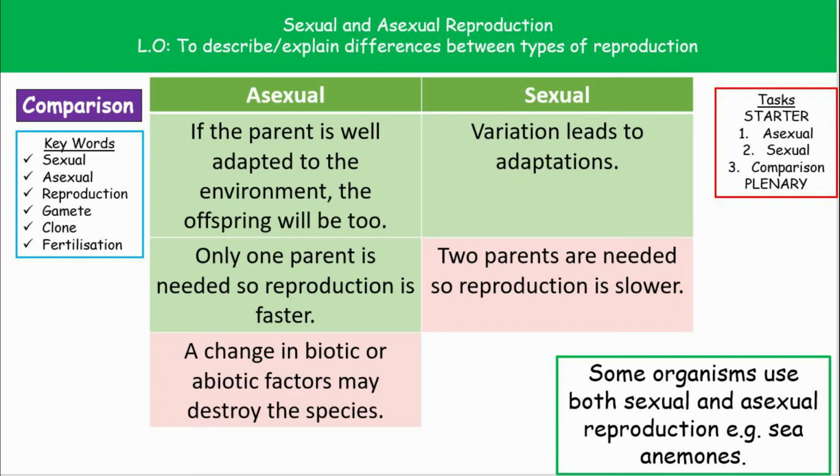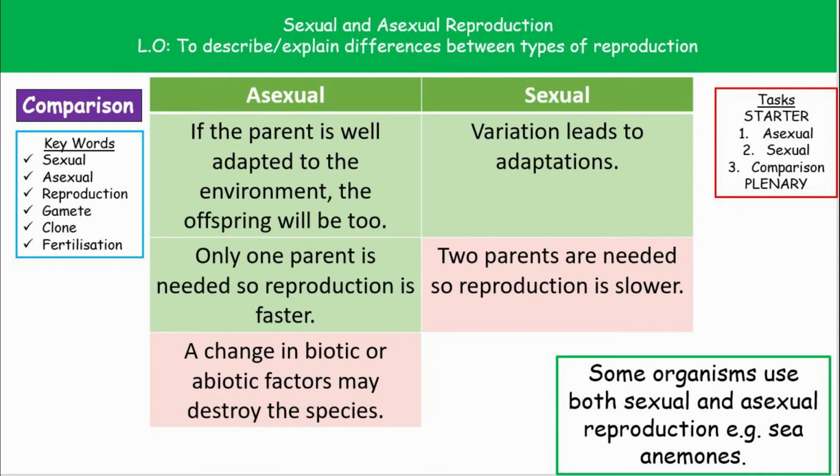Back to the asexual for another benefit, we only need one parent, which means reproduction can happen at a much faster rate. So in the case of bacteria, they can reproduce every few minutes. So incredibly quick compared to obviously us as humans, where it takes about 9 months to get a baby there.